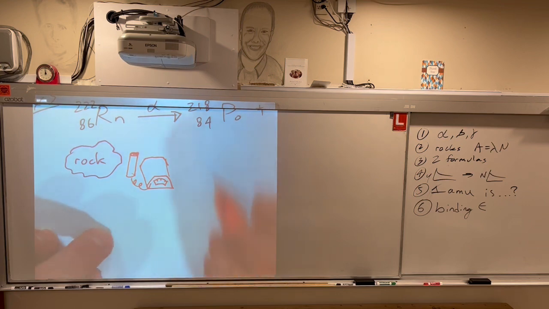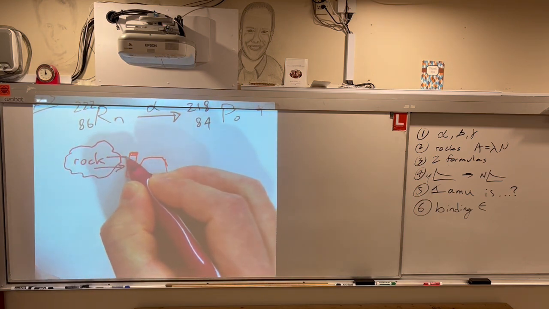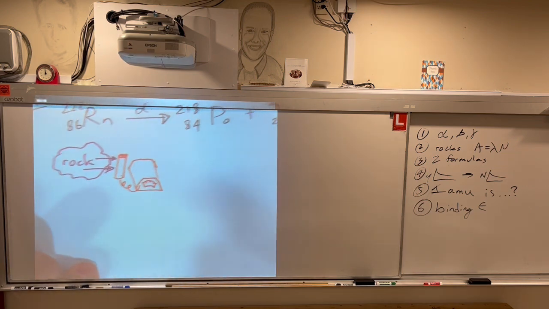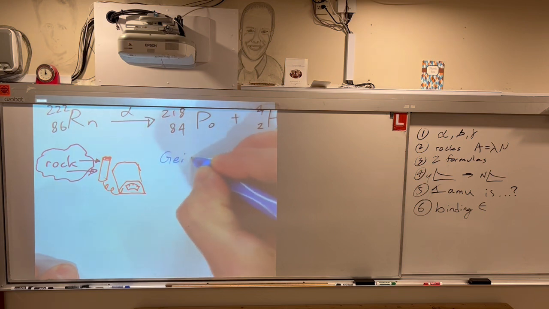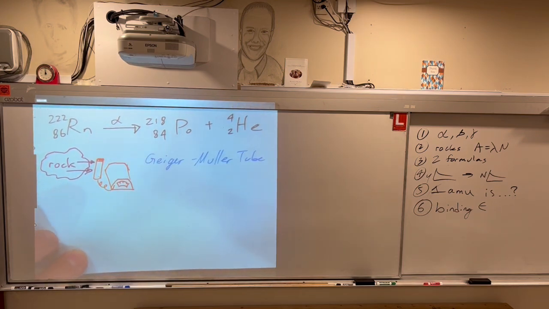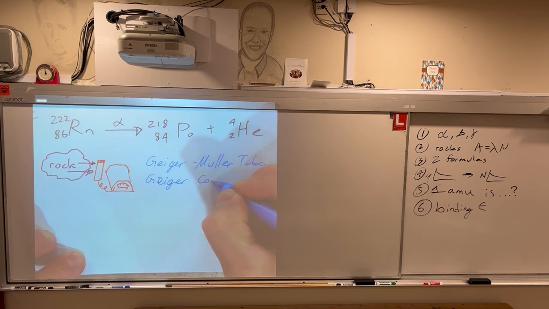I need to write the rock. And the particles coming out of the rock, if this rock is decaying, it'll have radioactive nuclei flying out and hitting that tube. The tube is filled, this is called a Geiger-Muller tube. Let's do it in blue. That's what they used to be called anyways, and now we call them Geiger counters. Muller got dropped. It's a Geiger counter.